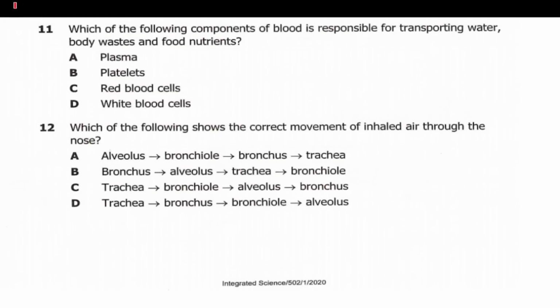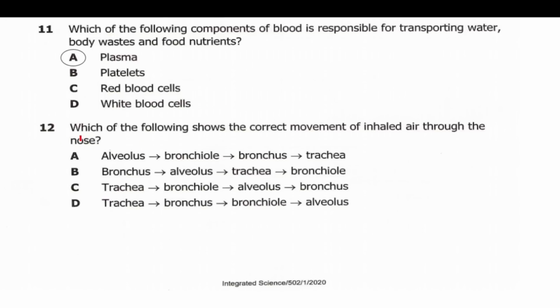Then 11 reads, which of the following components of blood is responsible for transporting water, body wastes, and food nutrients? So the answer is A. It's plasma. Platelets help in blood clotting, the red blood cells transport oxygen, and white blood cells fight against diseases.